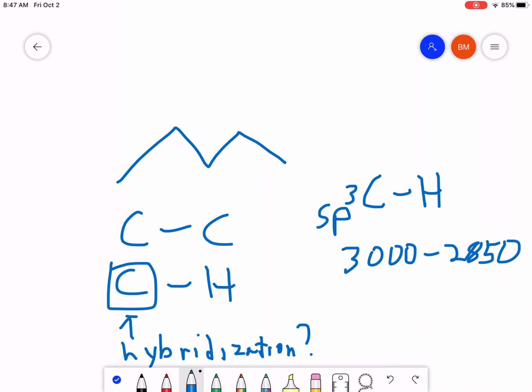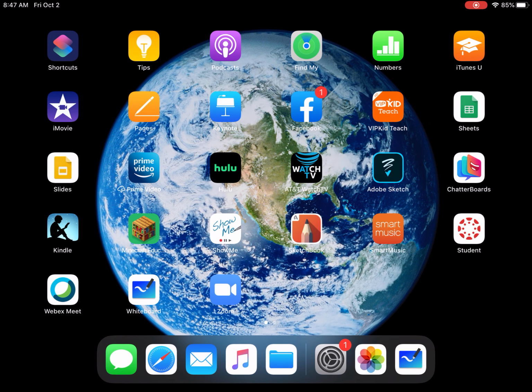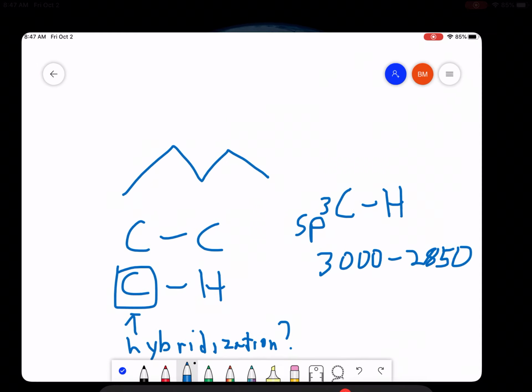And it's not necessarily just alkanes that have them. Any molecule that has any sp3 hybridized CH bonds will have these, right? So just because you see these peaks appear doesn't mean that it's just an alkane. It means that it has alkane portions in it, okay? So keep that in mind as we go along. Whoops, I'm going to go back to this.